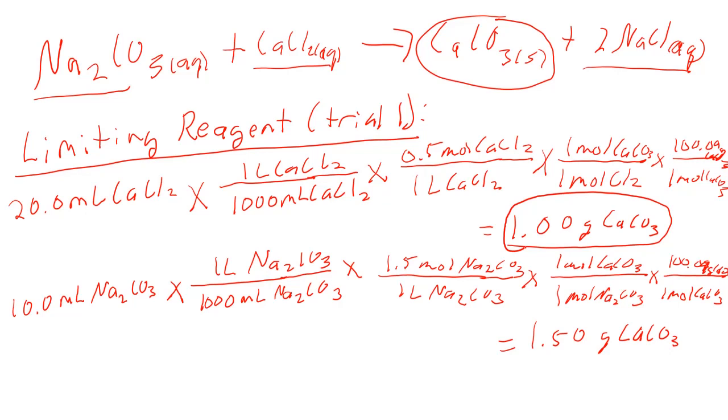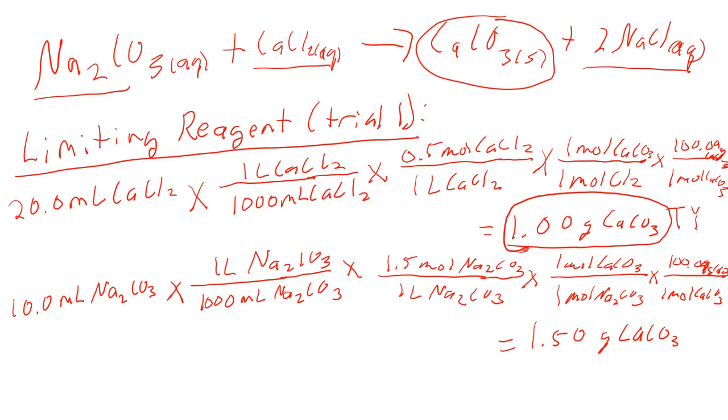Question 2 asks you what is the theoretical yield of calcium carbonate in each trial. Your limiting reagent dictates what your theoretical yield is. So when we calculated which reagent was our limiting reagent, we also came up with our theoretical yield.